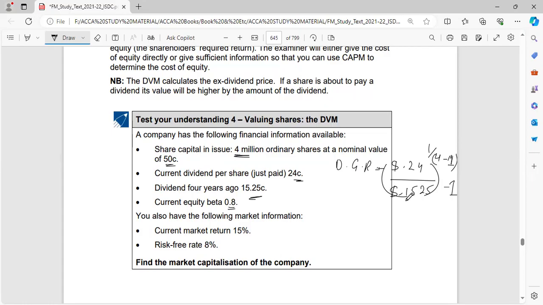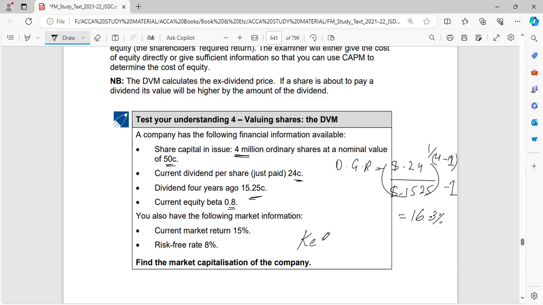minus 1. 0.24 divided by 0.1525, this raised to power, it is 16.3. Growth rate is 16.3%.